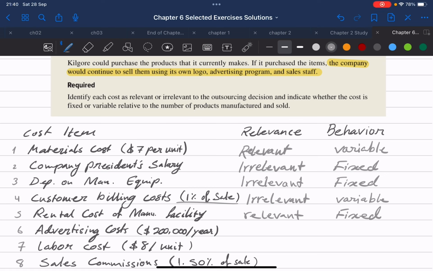Number 6, advertising costs, $200,000 per year. Again, going back to this line right here, they're still going to be using their advertising program. That means that whether they produce in-house or outsource, they're still going to spend on advertising, right? So that makes this cost irrelevant.